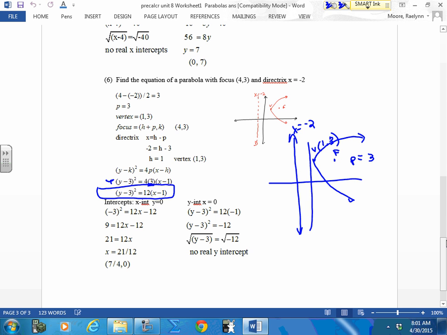Any questions? Yes. Why would the vertex become negative when you put it in the equation?